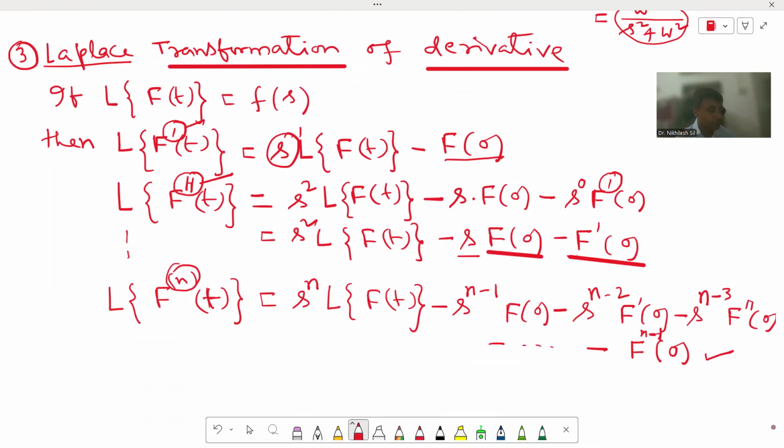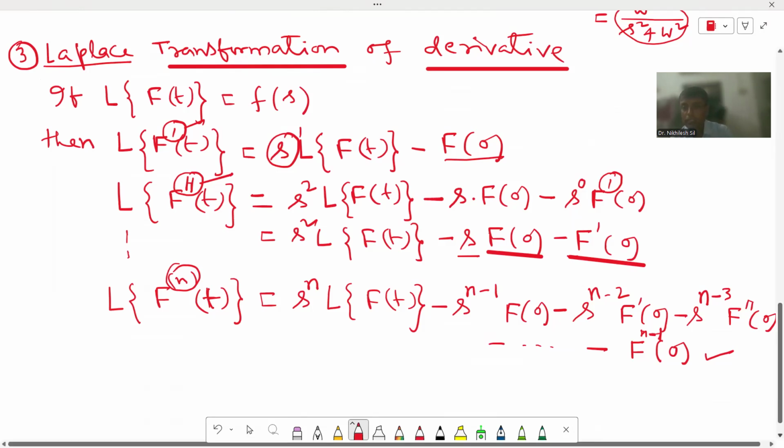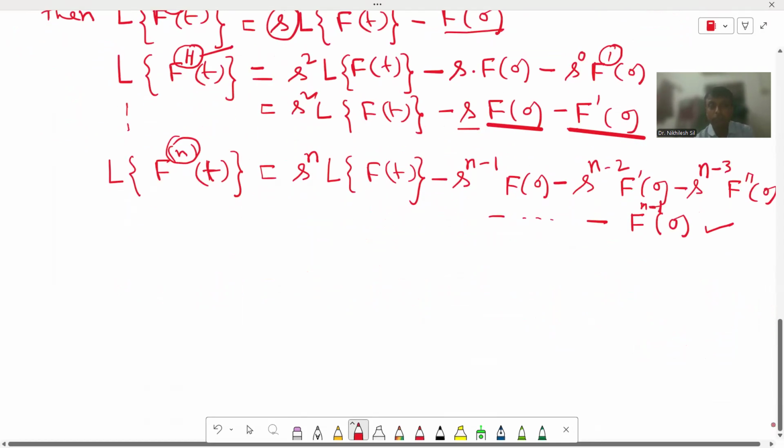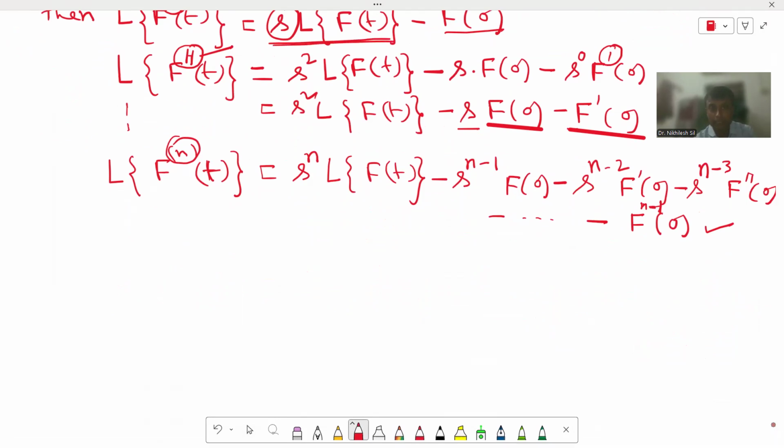Laplace transformation of integration. Okay. So very easily, how can we remember: if the function is a derivative, then remember this one, s into L of f(t). That means L of f(t) is multiplied by s. So if the Laplace of integration of a function.